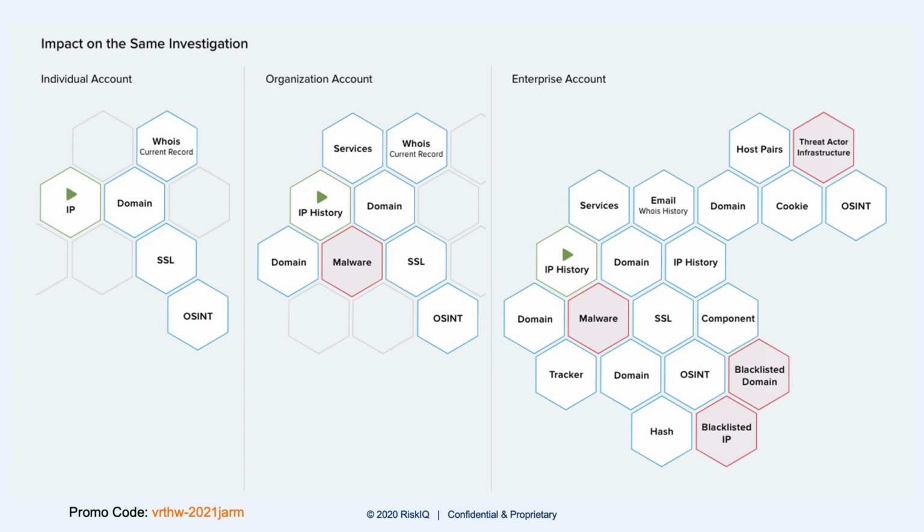And if you use the enterprise account, because we have some unique data sets that might show what's coming in and out of every website in the world, that's the host pairs, that can link into domains and hashes and components and what we see running, the open ports, and you see a lot more. And because of the history, you can see a lot more of those relationships going back in time.